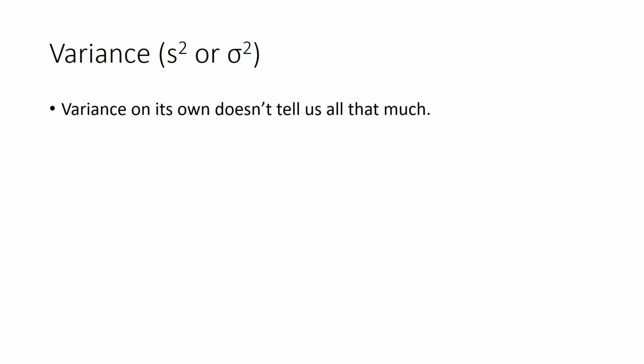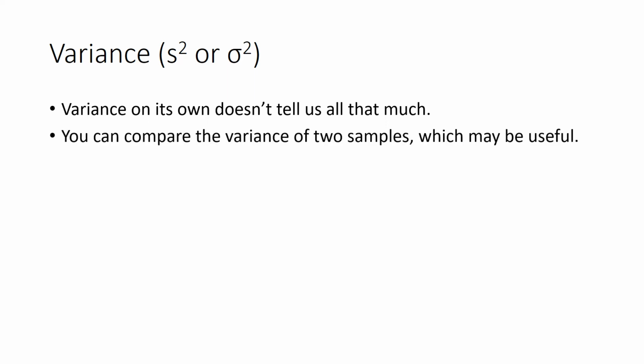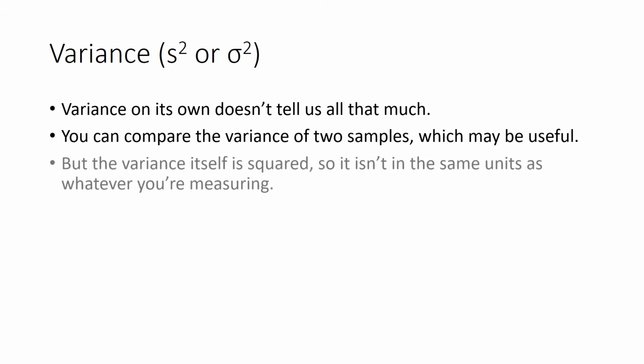Now, variance on its own, like I said, it doesn't really tell us all that much. It can be useful on its own because you can compare the variance. If you have 2 different samples, you can see how dispersed one sample is compared to the other, and that might be useful. But because it's squared, it's not in the same units as whatever you're measuring. Let's say you're measuring the height of a person.